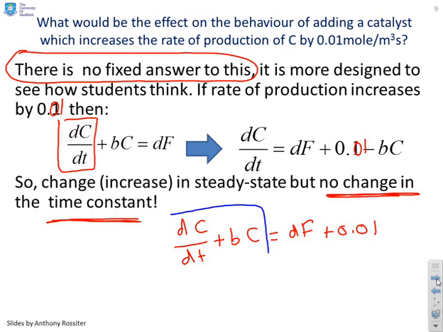And what you see is that there's no change to the left hand side. If I put this in time constant form, I'm still going to get t equals 1 over b. So there's no change in the time constant. However, there is a change in the steady state. The steady state is increased.